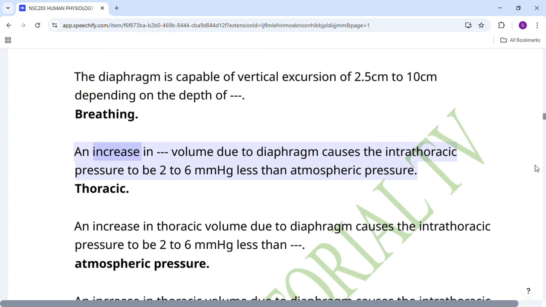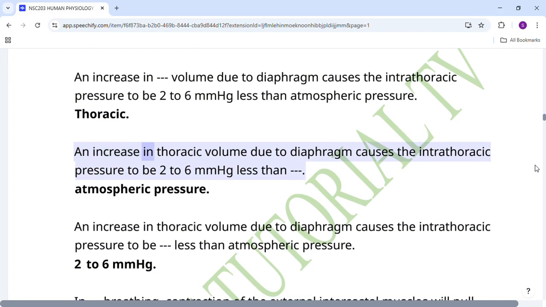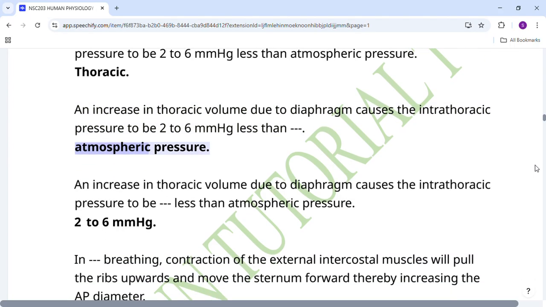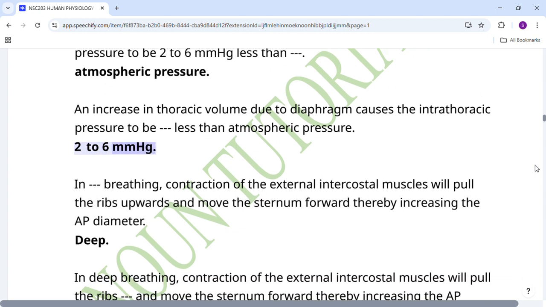An increase in thoracic volume due to the diaphragm causes the intrathoracic pressure to be 2 to 6 mmHg less than atmospheric pressure.